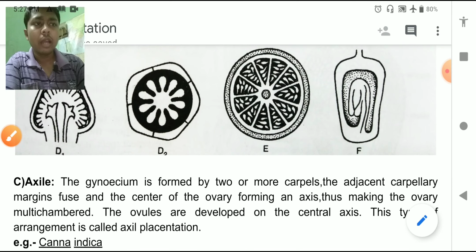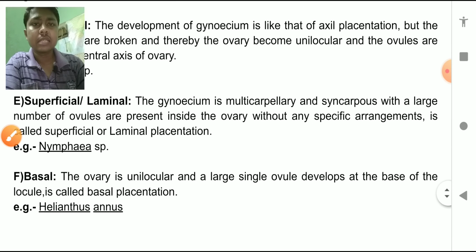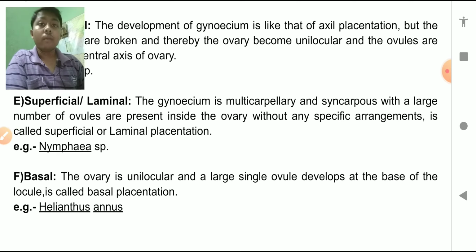Now next we talk about the last and final type of placentation, the basal. The ovary is unilocular and a large single ovule develops at the base of the locule. Here a single locule, meaning a single chamber, is present, where only one ovule can develop.